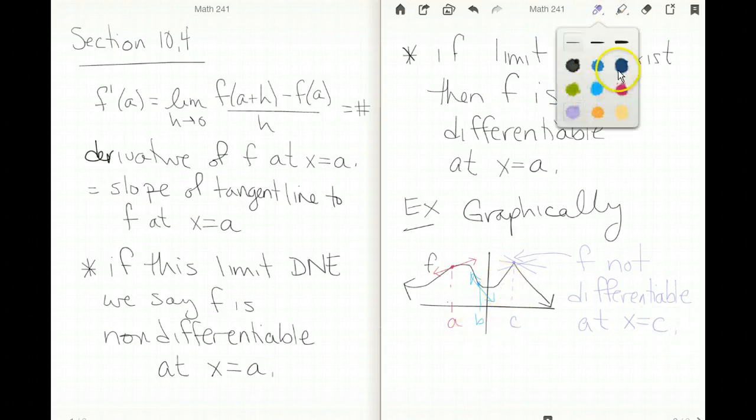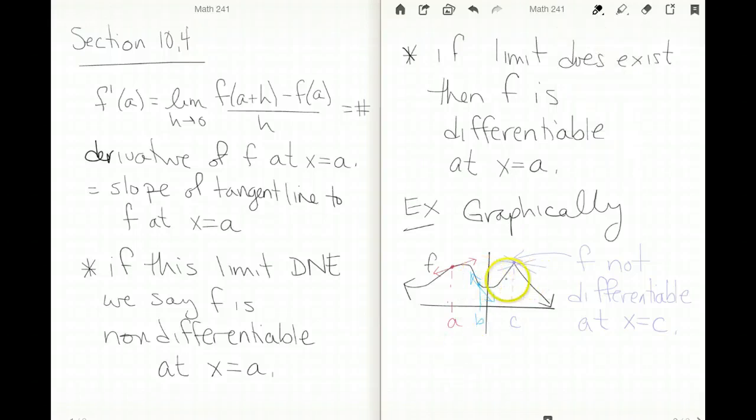If you have something funny going on, like a corner like this, or a cusp or something, then you're not going to be differentiable at that place. So corners and cusps are definitely bad. Vertical asymptotes are bad. Holes are bad. To see a reference of the figure, see figure 8 on page 523 of your textbook.